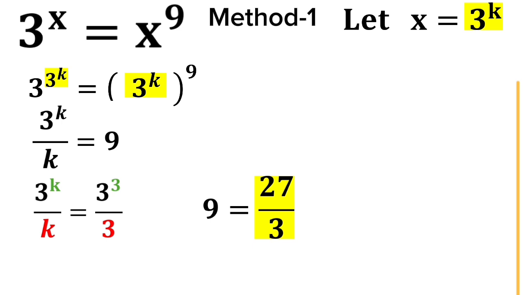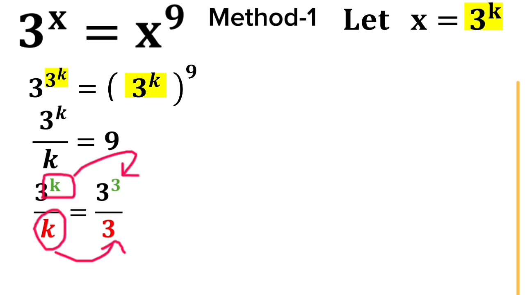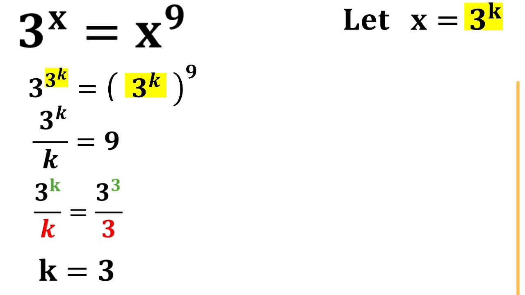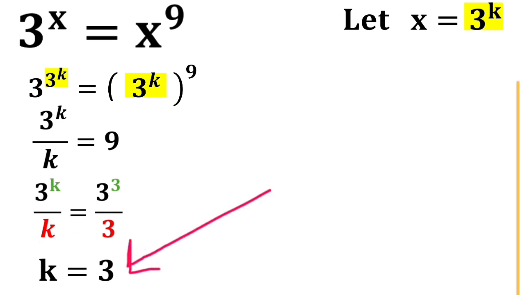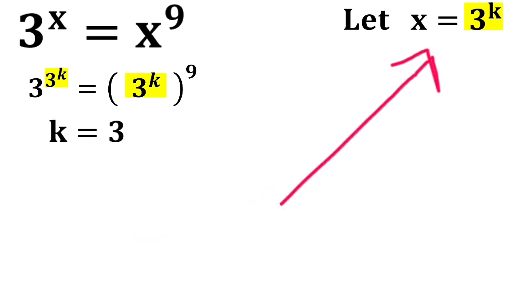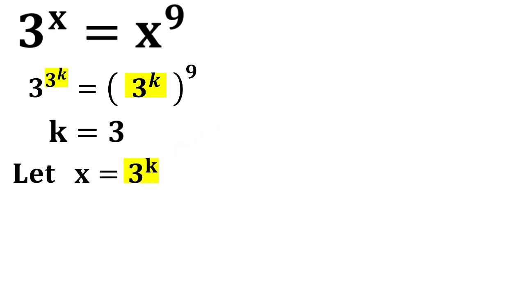Now look very carefully and compare all numbers with all digits. Then k equals 3, I got. As you can see, place the LHS above the RHS, then you will also find k equals 3. Do you remember that we let x equal 3 to the power of k? Recall that, give the value of k here, and 3 to the power of 3 gives us 27. So, the value of x is 27.